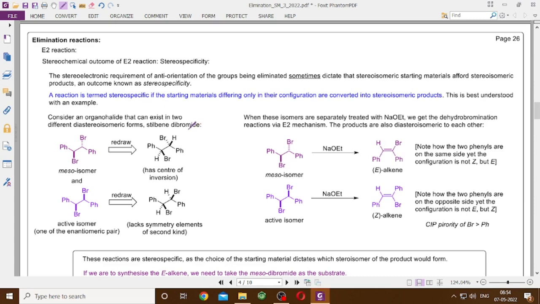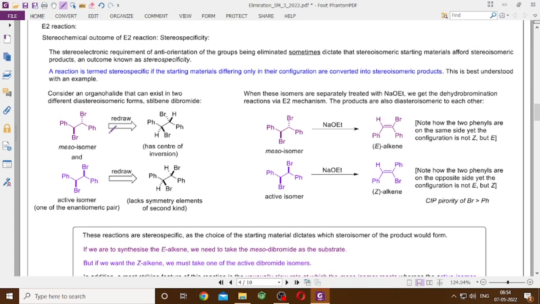This is best understood with an example. Say for example, we have an organohalide or organobromide which can exist in two different diastereoisomeric forms. One is the meso isomer. Can you see that this is a meso? You have an i here, center of inversion. That's the meso. And here you have another one, which is the active form, that is the optically active one.